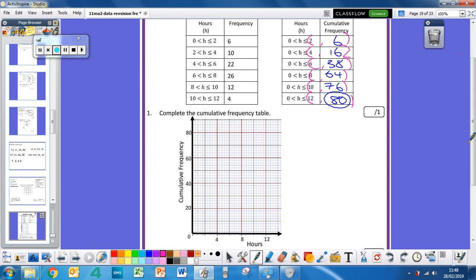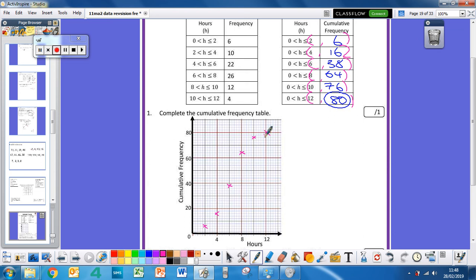Okay, the first one, we're going to plot 2, 6. So we come across the 2, look at the scale here, each square is worth 2. Be careful of the scale. So we're going to go here to 6. The next one is 4, 16. The next one is 6, 38. The next one is 8, 64. The next one is 10, 76. The last one is 12, 80.